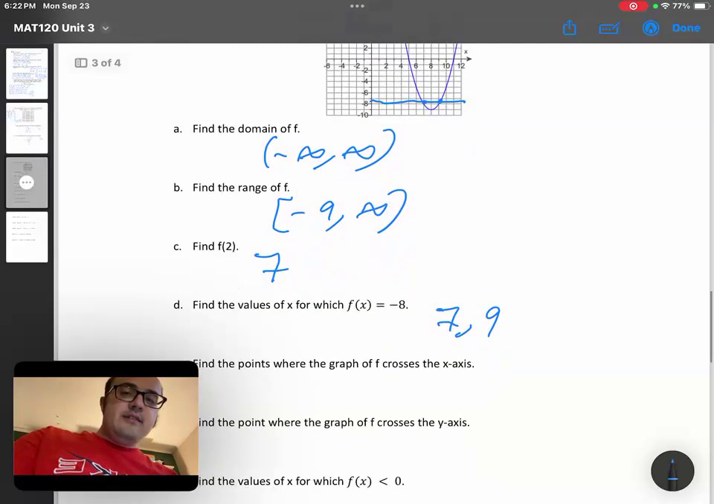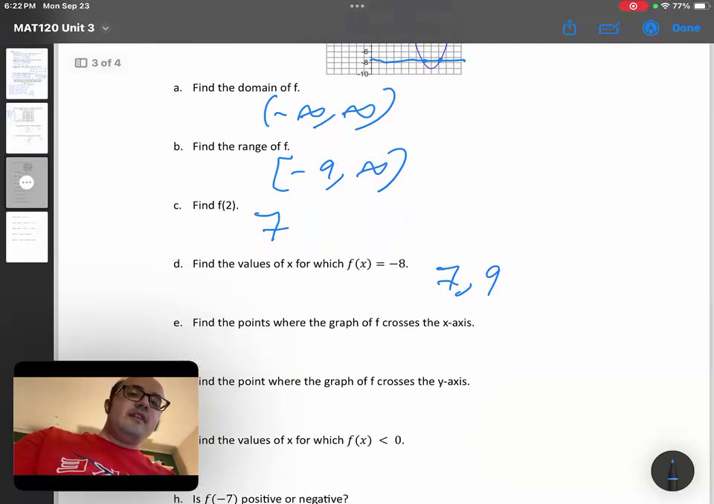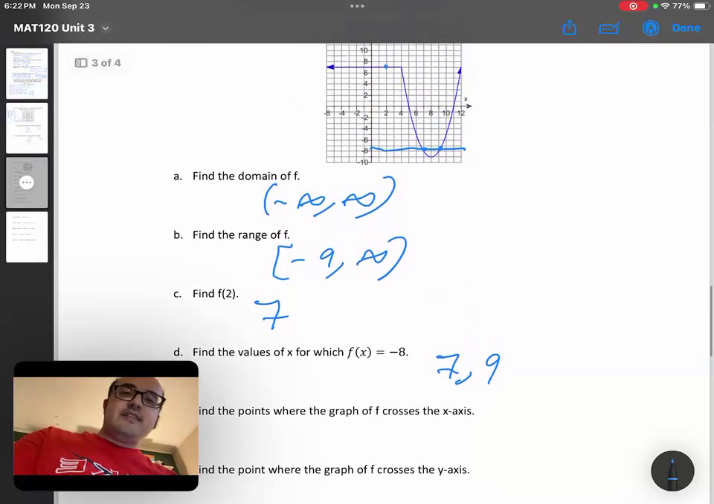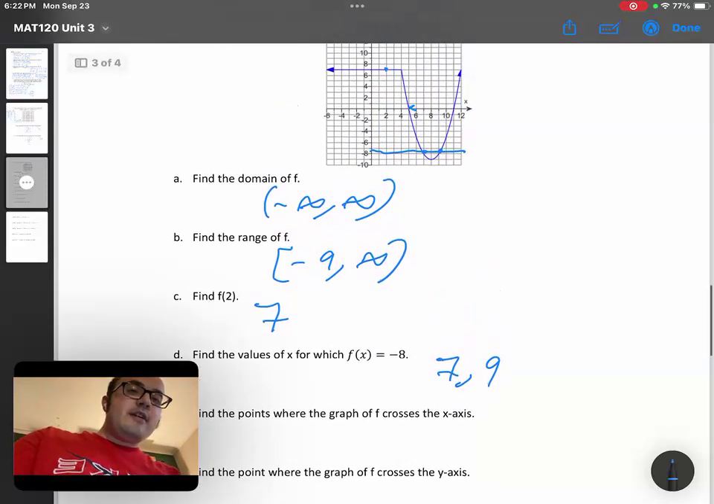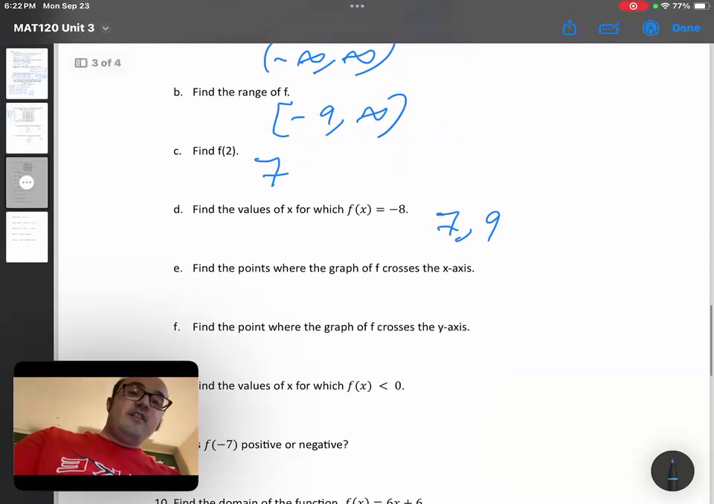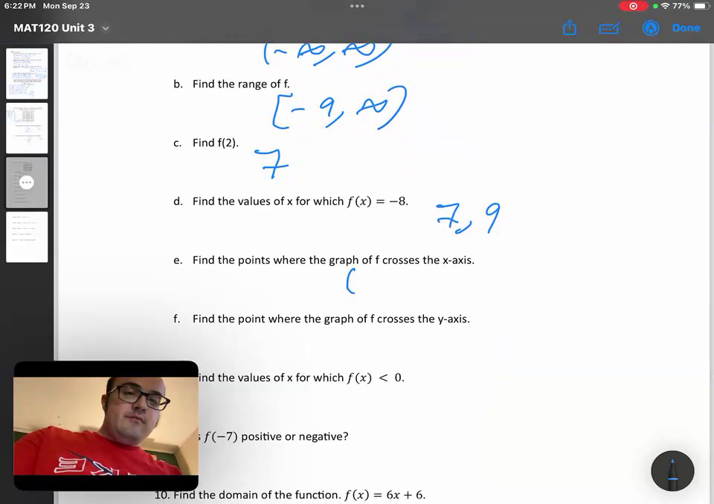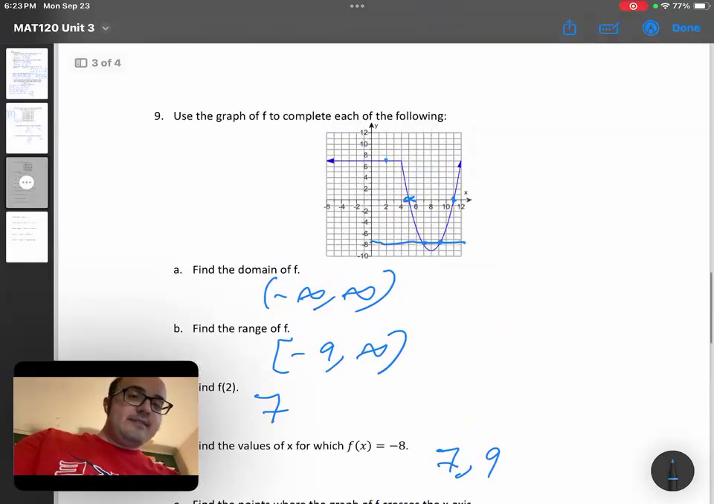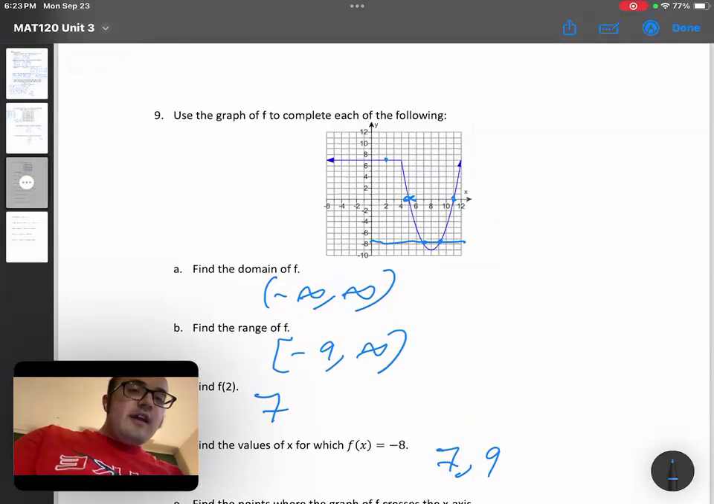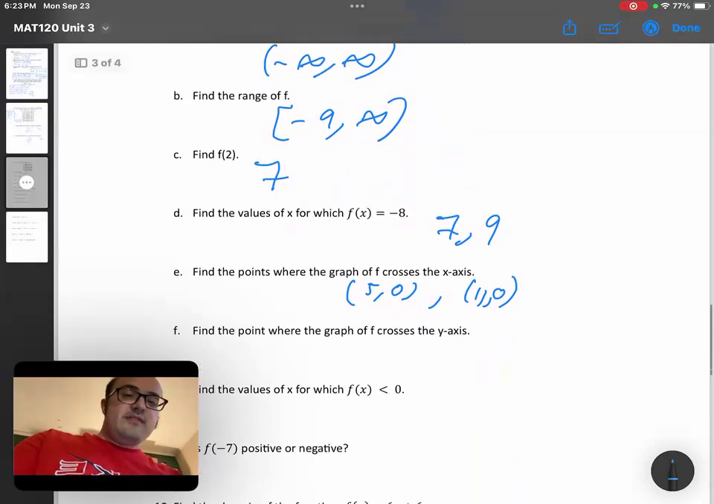Letter E wants the points where the graph of f crosses the x-axis. That's happening there and there. It's a value of 5 and a value of 11. So 5, 0 and 11, 0. For f, the point where the graph of f crosses the y-axis: it crosses the y-axis there, which is a value of 7. 0, 7.